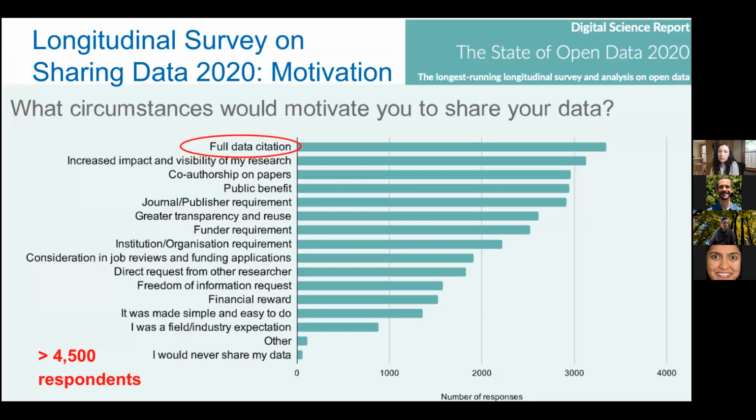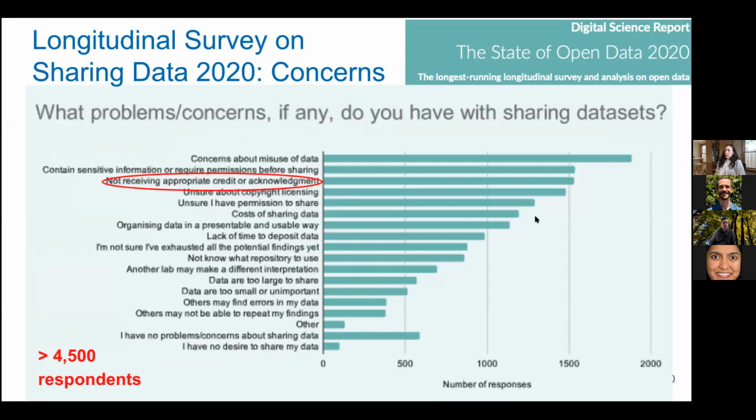This is the largest and longest running survey on open data sharing, and it included 4,500 respondents in 2020 globally. And in this survey, and this is across disciplines, a full data citation was actually a little bit surprisingly the top motivator for sharing data, followed by increased impact and co-authorship on papers and public benefit. And then about a third of respondents were concerned about not receiving appropriate credit or acknowledgement for sharing data.